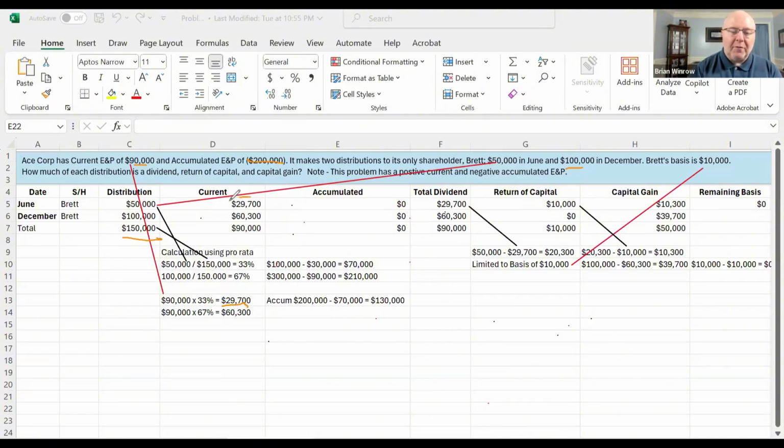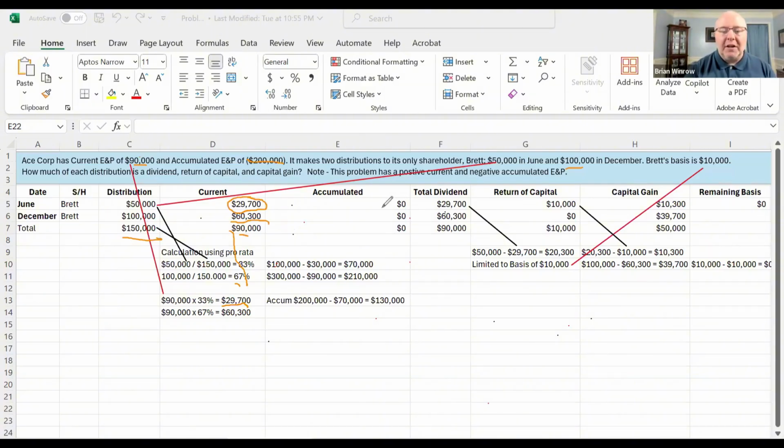29,700, and that's what I put right up here for you. And then 90,000 times 67%, right? That gives us 60,300. There we go. And when I add those two together, I'm dealing with all $90,000 here, right? Which is what I should be dealing with. Great. We've handled all the current E&P. We went pro rata. We've allocated it to the right place.